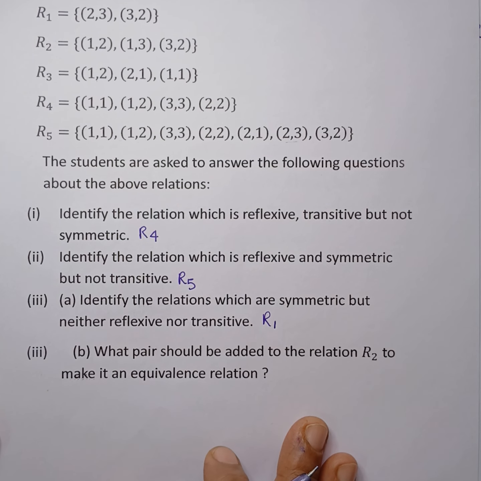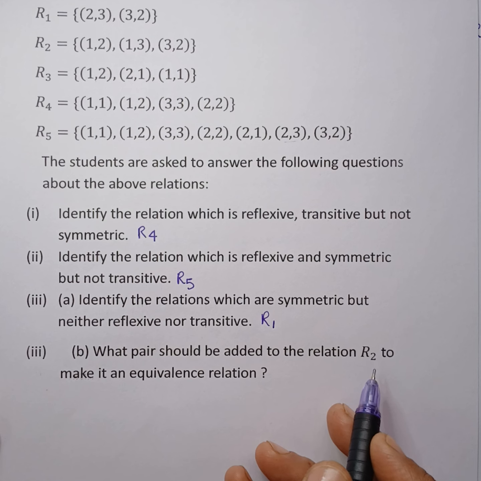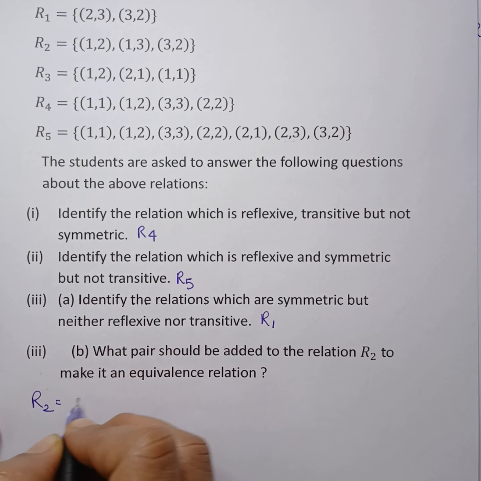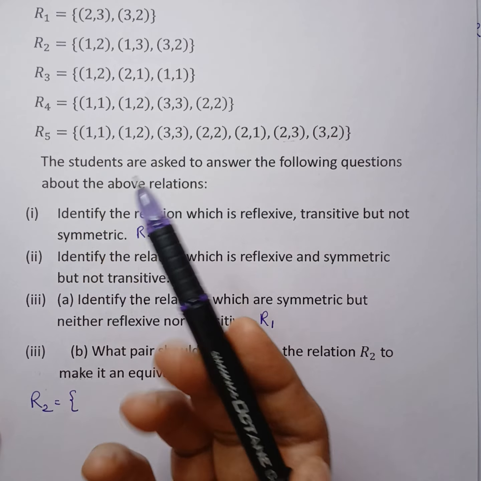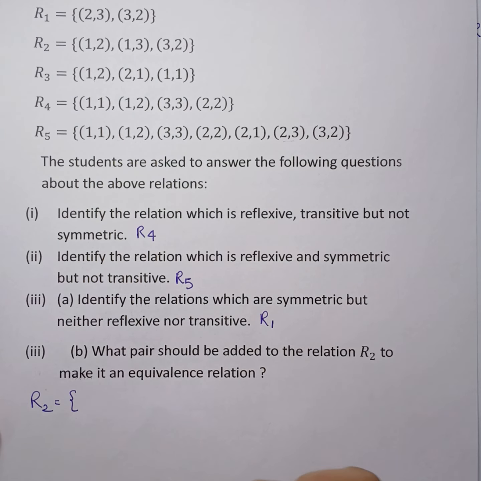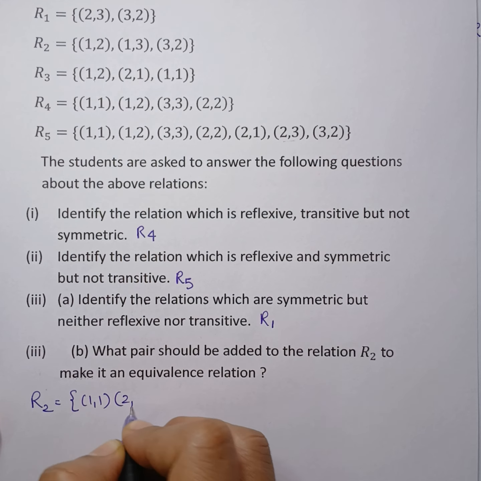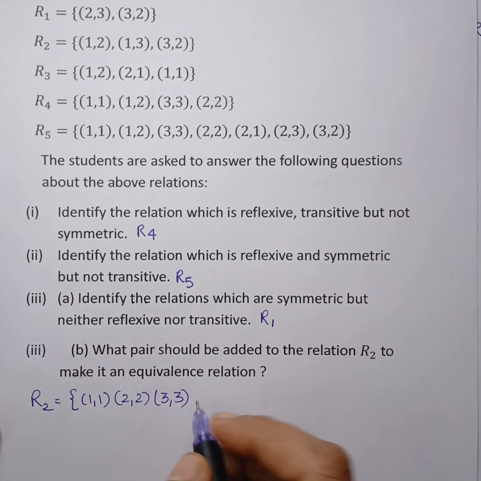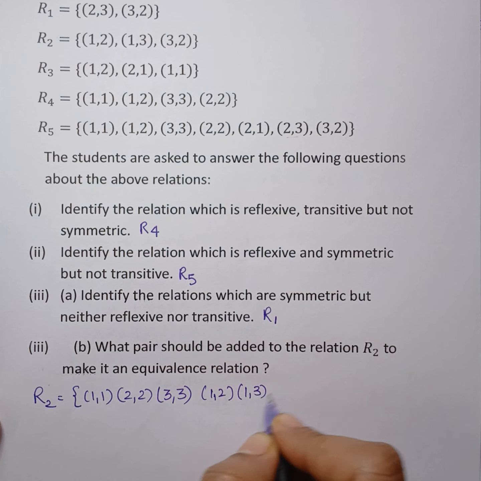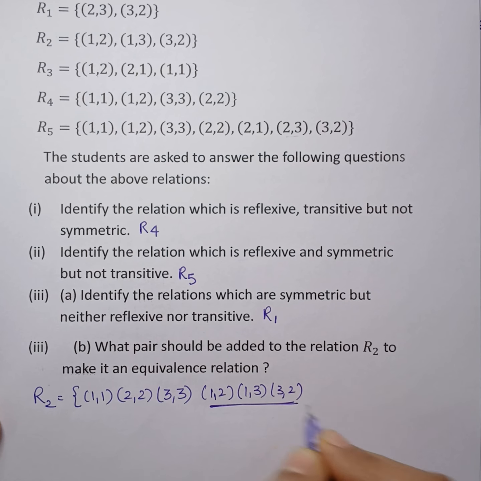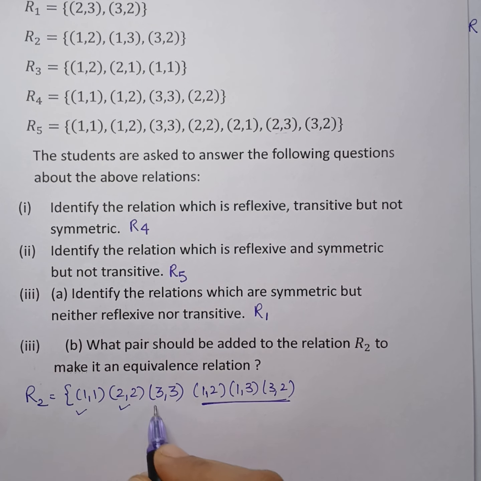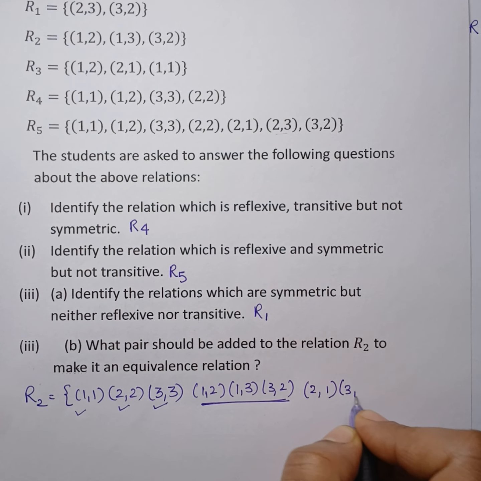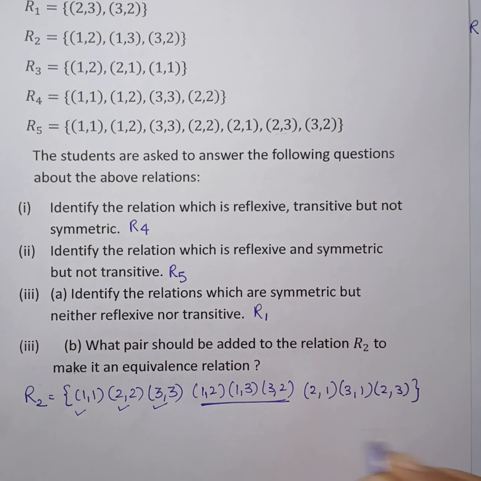Now, in the next part, they are asking what pairs should be added to the relation R2 to make it an equivalence relation. Now, in R2, to make it an equivalence relation, what all elements should we enter into it? First of all, it should be reflexive. So we should add (1,1), (2,2) and (3,3). Then, what all elements are there? That we will write here. (1,2), (1,3) and (3,2) are there. Now, these 3 elements are there in R2. This we have added. Now, what else should we add to make it symmetric? Its reverse also should be there, like (2,1), (3,1) and (2,3) also should be there.